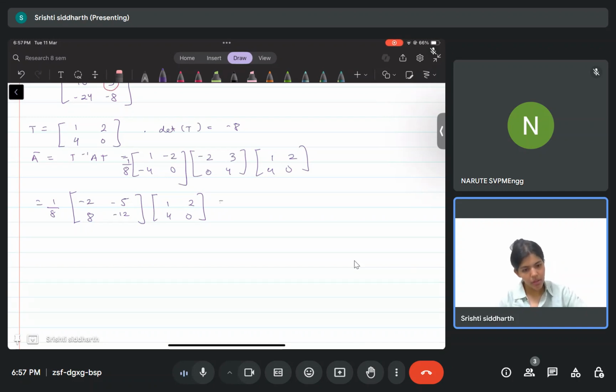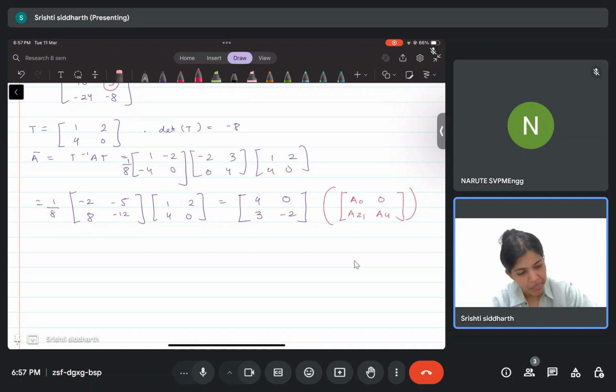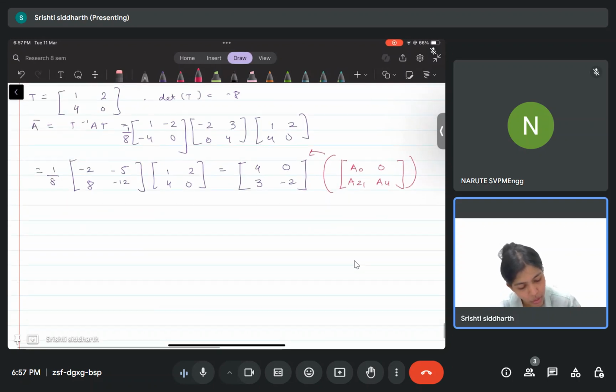So this is 4, 0, 3, -2. Let's recall the standard form: the observable part, the zero unobservable part, and something in the other part. So this matches. We have found the standard form for A bar.